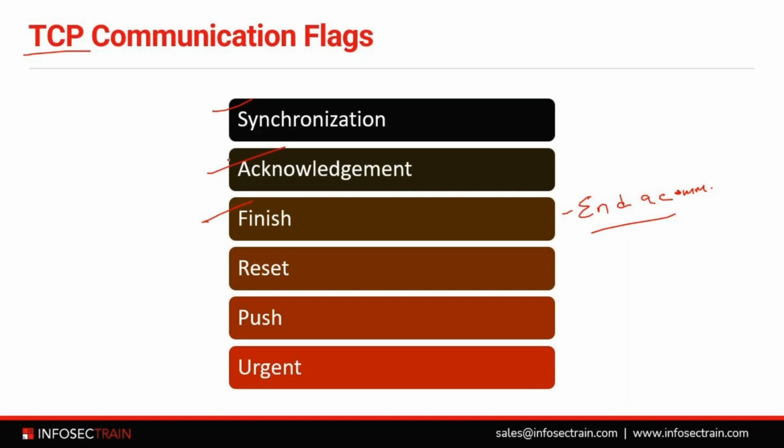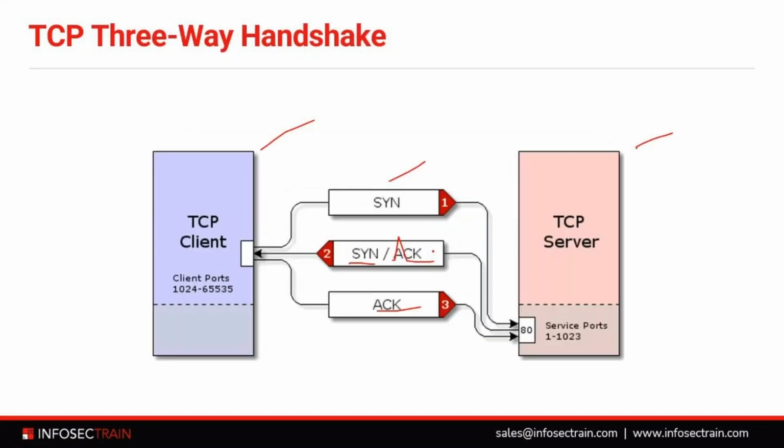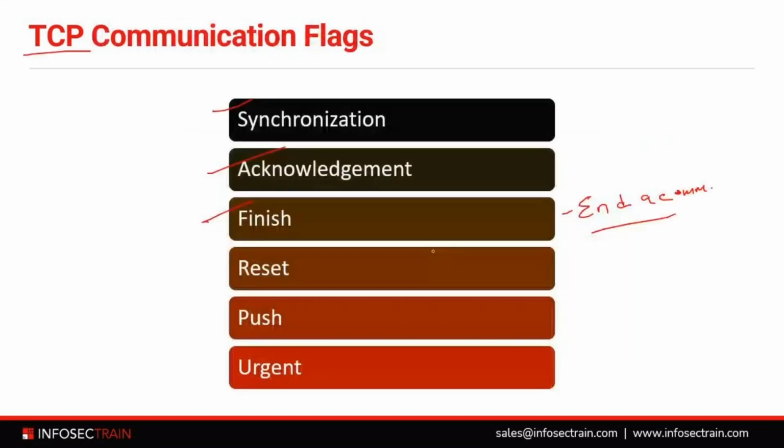right? Now the finish flag is used in something called the four-way handshake. Four-way handshake means the client will send a finish flag saying I want to close this connection. The server will send an acknowledgement that okay, you can close the connection. The client will again send a finish flag. The server will send the finish flag again, and then the client will send an acknowledgement, and the connection will be terminated. That's your four-way handshake, right? That's a gracious way. You are telling the person that yes, I want to close this communication now.